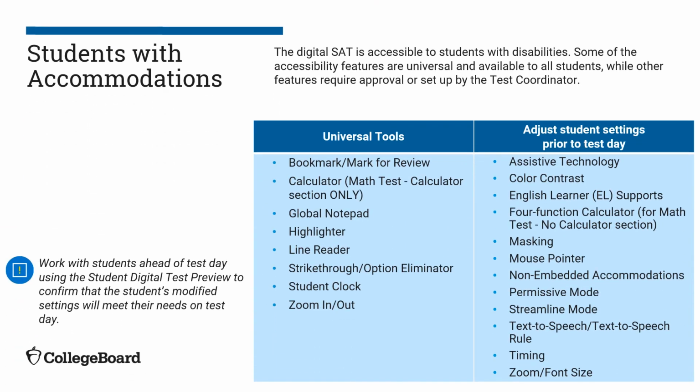The digital SAT is accessible to students testing with accommodations. Some of the accessibility features are universal and available to all students, while other features require approval or set up by the test coordinator. Universal tools include Bookmark, Mark for Review, Calculator for the Math Test Calculator section only, Global Notepad, Highlighter, Line Reader, Strike Through, Option Eliminator, Student Clock, Zoom In, Zoom Out.